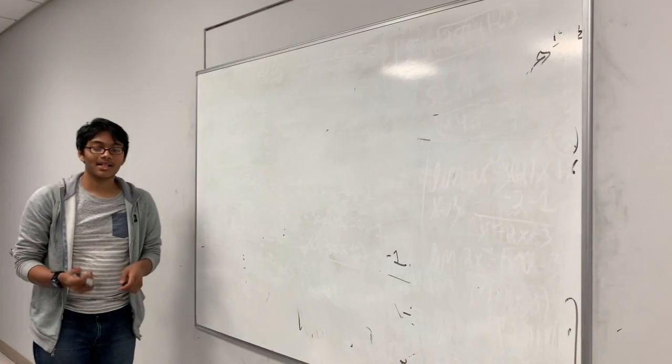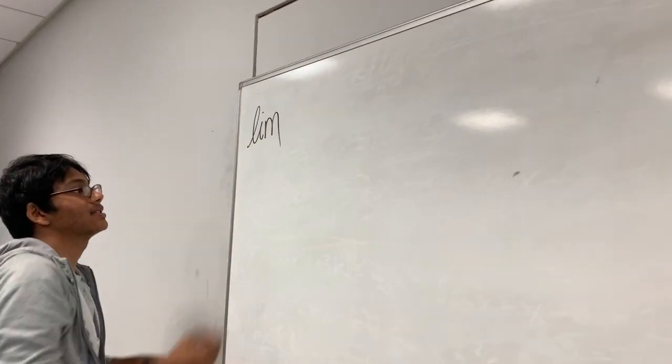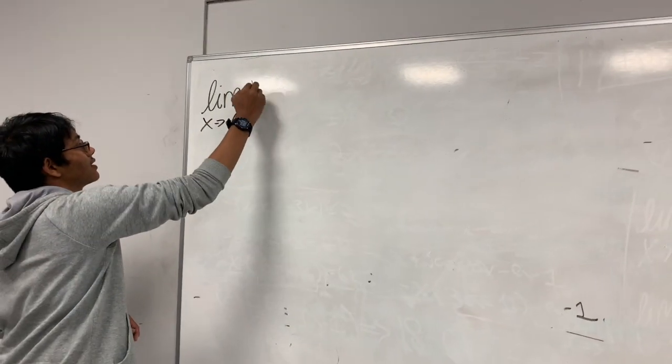Okay folks, back to calculus. Today we're going to be exploring limits analytically. So let's take a look at an example. Let's find the limit as x approaches -6 of the following.